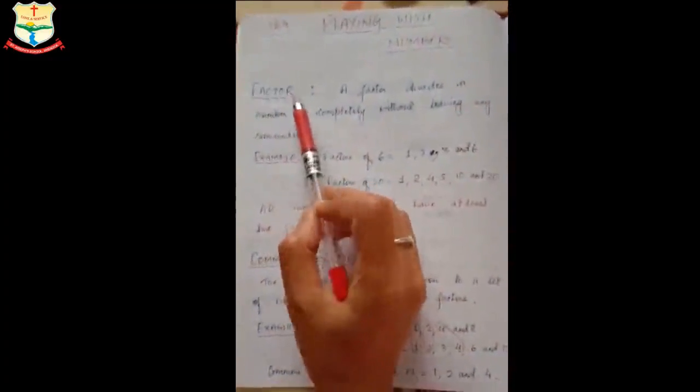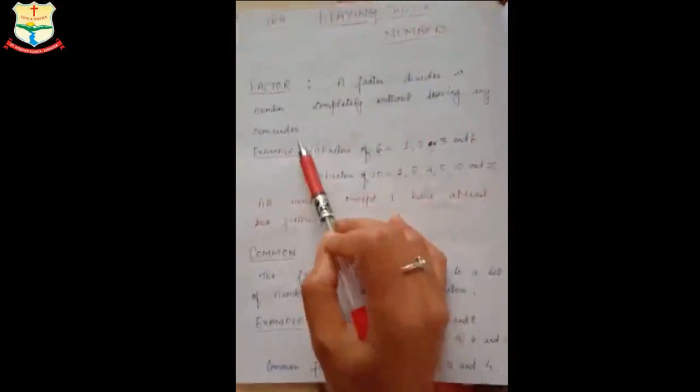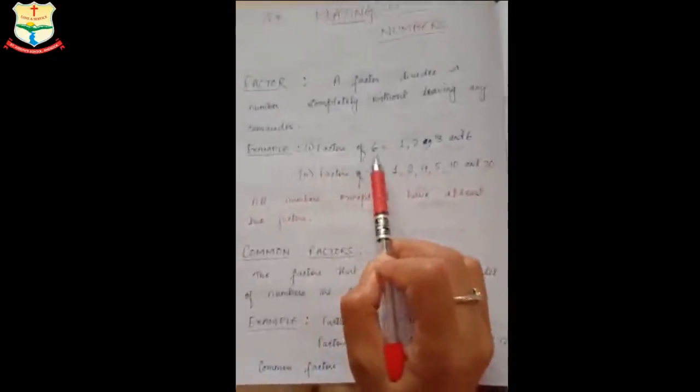So here I will give you some definitions, okay? First is factor. A factor divides a number completely without leaving any remainder. So a factor will divide the number, okay? And when you divide the number, the remainder is always 0. First you see the example, then you'll understand.